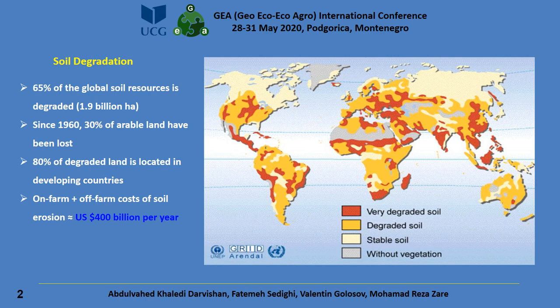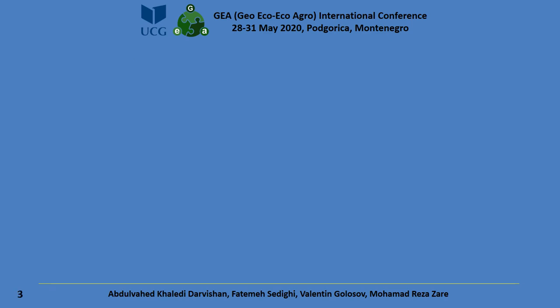In some developing countries, land degradation hazard is much more than in others. For example, in the Middle East, the growing population pressure on soil and water resources is doubled because of the semi-arid climates. So it is in the interaction of land use change and the climate. Anyhow, on-farm plus off-farm costs of soil erosion is something about $400 billion per year in the world.